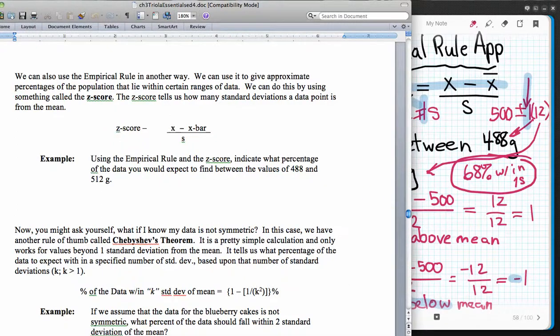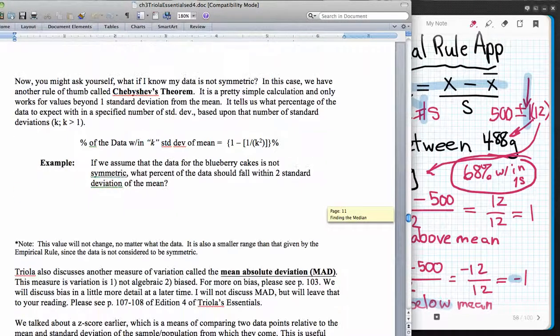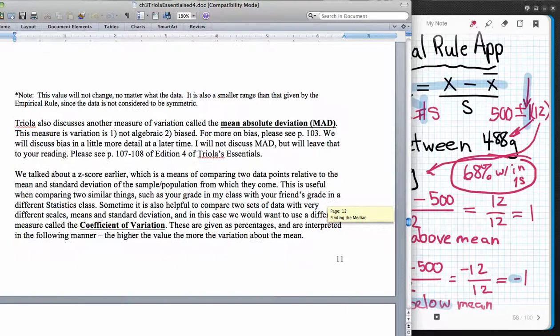Now we've already talked about Chebyshev's, so I'm going to go ahead and skip on to this next example.